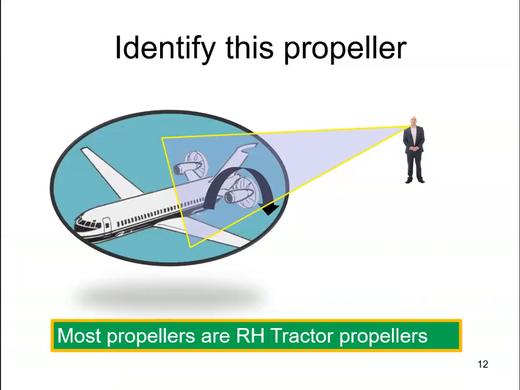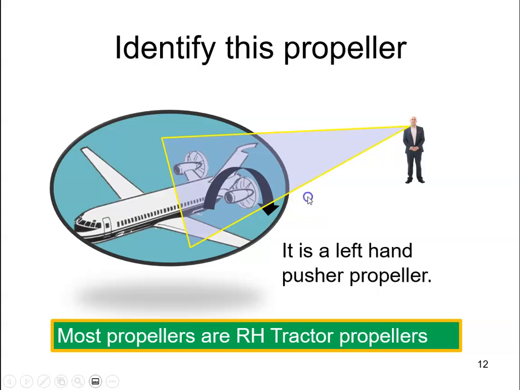So with that in mind, what is this propeller? Well, it's a pusher, and when we view from the rear, you can see it is rotating to the left. So it's a left-hand pusher propeller.